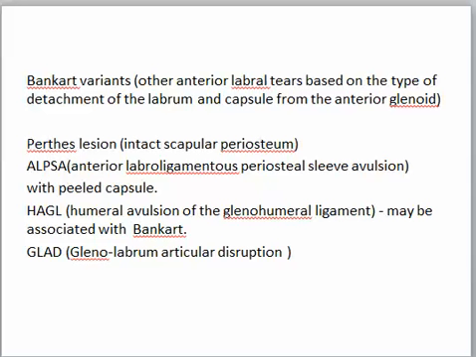But other lesions are usually seen, because we said that anterior dislocation of the shoulder and anterior instability is the main cause for shoulder instability. Anterior instability forms 95% of all instabilities. And we said about Bankart, but we now know that there are some other lesions also involving the anterior labrum. So Bankart variants are other anterior labral tears based on the type of detachment of the labrum and the capsule.